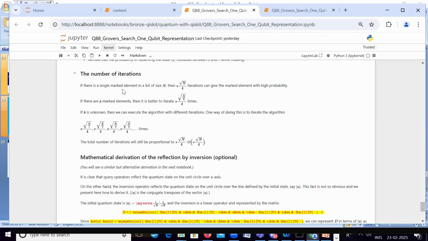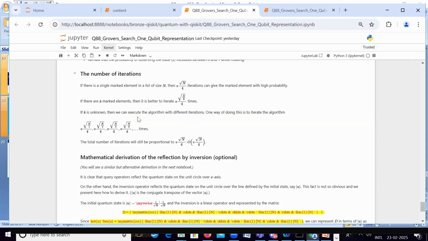If there is a single marked element, that is k is equal to 1, in a list of size n, then pi root n by 4 is the number of iterations that can apply there with high probability. Where k is the number of marked elements, if instead of just a single element there are k marked elements, then it is better to iterate for pi root n by k. K is the number of marked elements, pi is a fixed value, and n is the total size.